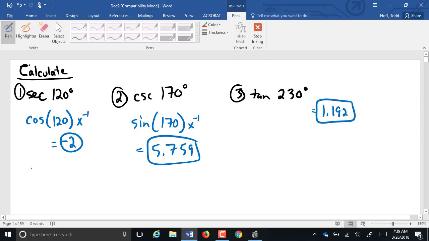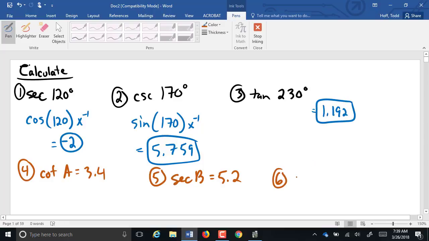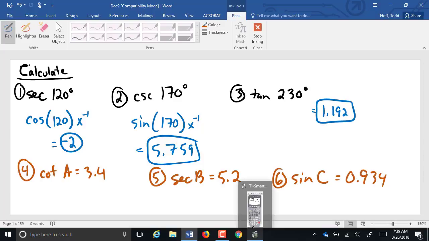Let's go the other direction. If the cotangent of angle A equals 3.4, find A. Or if the secant of angle B equals 5.2, find B. And if the sine of angle C equals 0.934, find angle C.